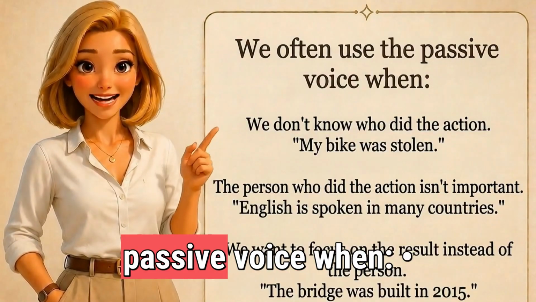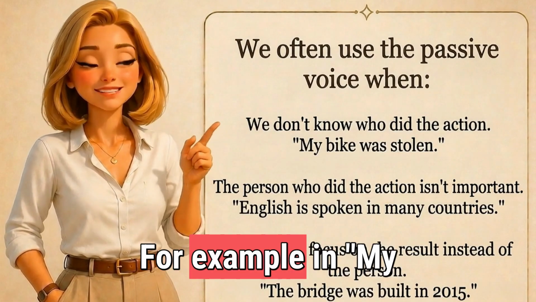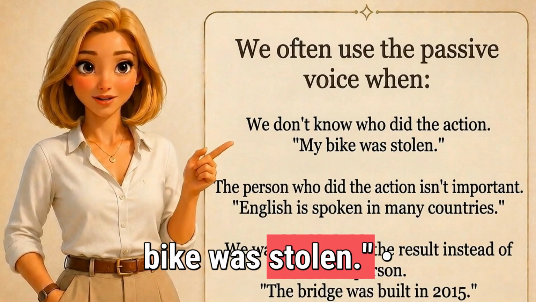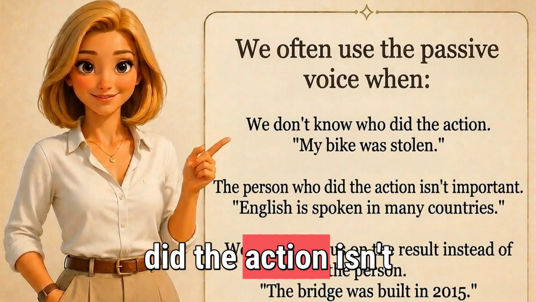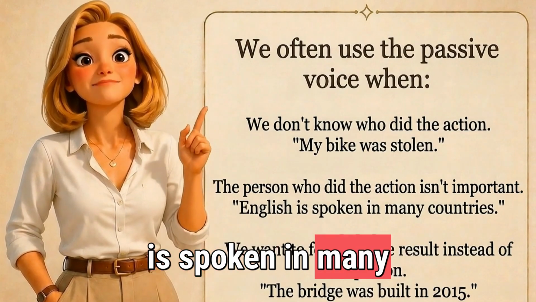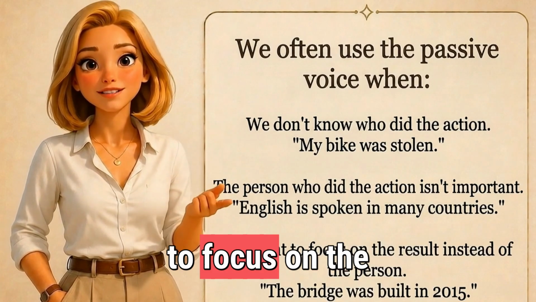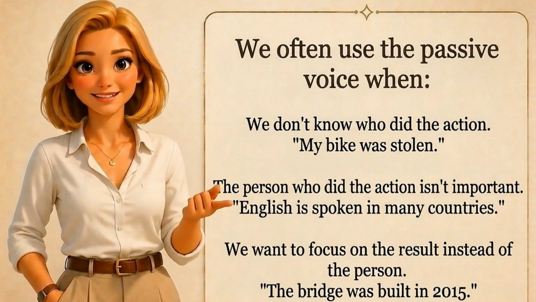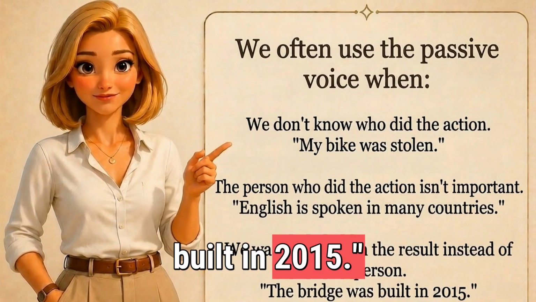We often use the passive voice when we don't know who did the action. For example, in "My bike was stolen." Also, we use it when the person who did the action isn't important, like in "English is spoken in many countries." In addition to that, we want to focus on the result instead of the person, so we could say, "The bridge was built in 2015."